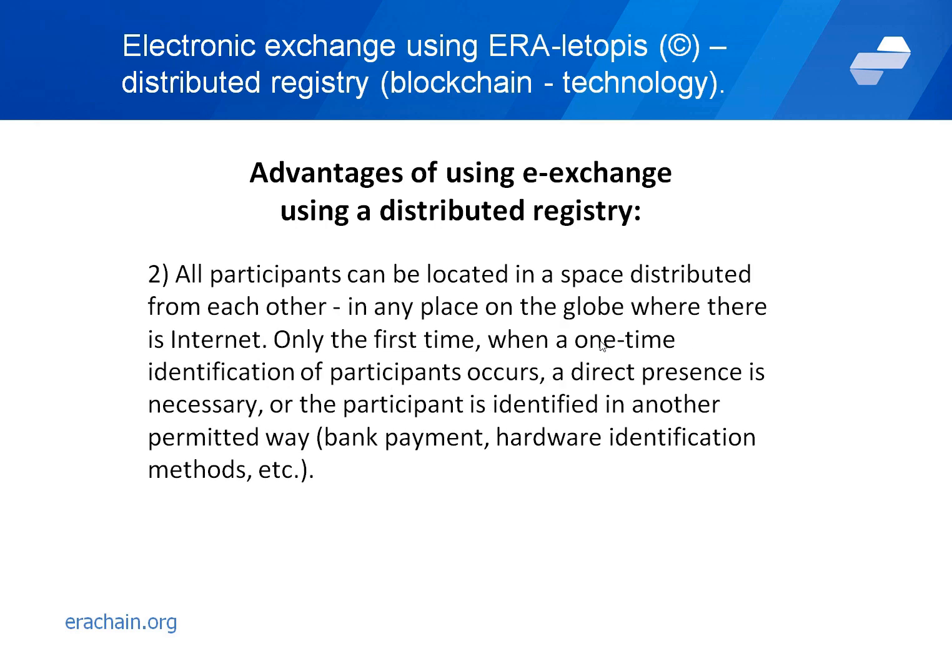Number 2. All participants can be located in a space distributed from each other, in any place on the globe where there is internet. Only the first time, when an online identification of participants occurs, a direct presence is necessary, or the participant is identified in another permitted way, by bank payment, hardware identification methods, etc.